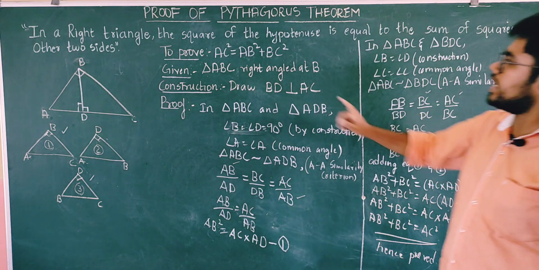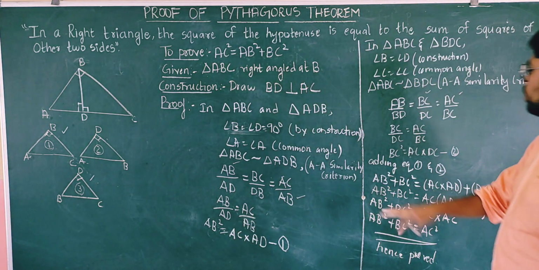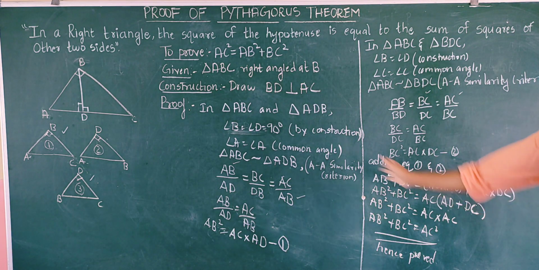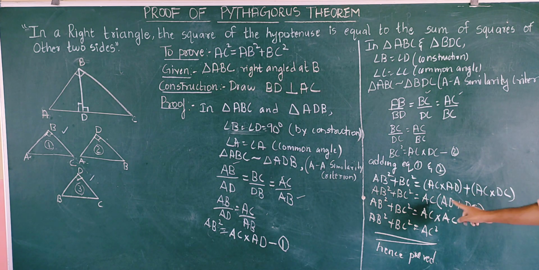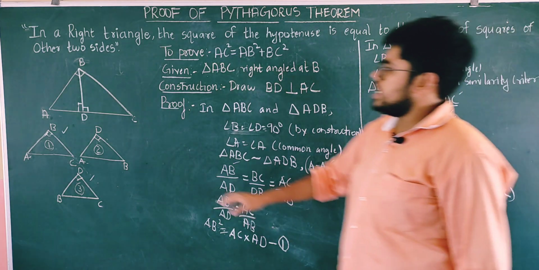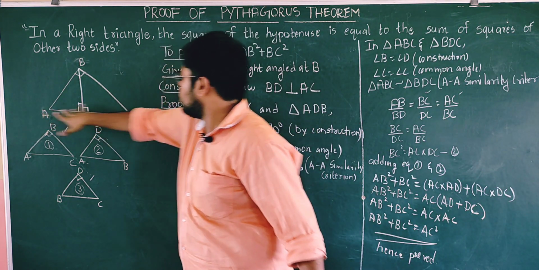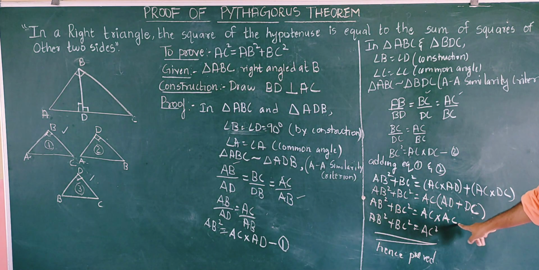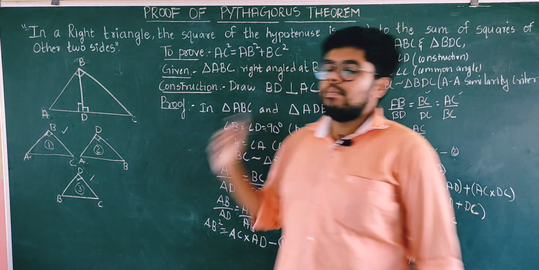Then to get the required equation, I need to add both, so I'm adding 1 and 2. When I add, I'll get one side. On the other side, be very careful here. AC is common. What is AD plus DC? AD plus DC is this full length, it will give you AC. So I replaced it: AC into AC is AC square. Hence proved. So this is the entire Pythagoras theorem.